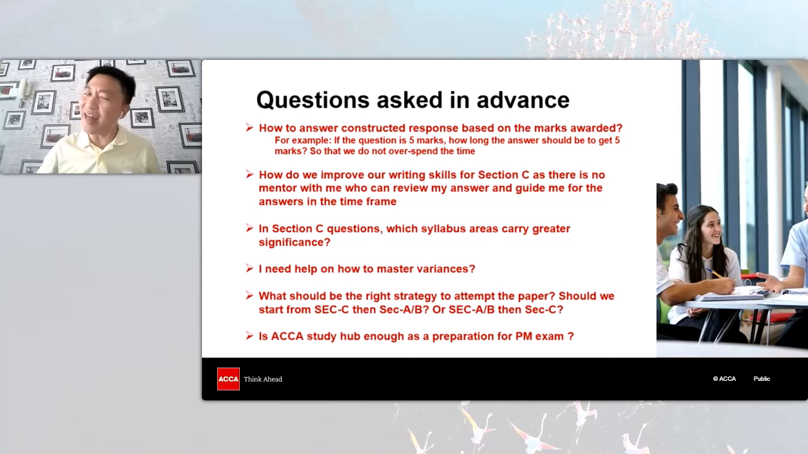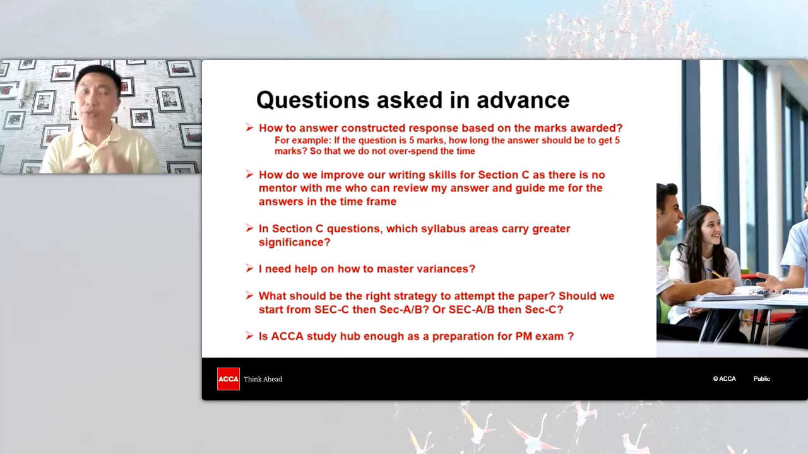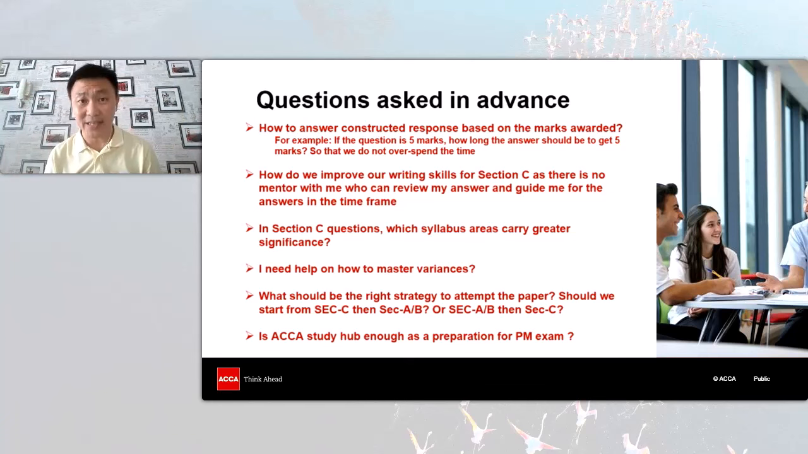Okay? Next question. I need help on how to master variances. Well, that is a very commonly seen question, obviously. I can say there's more than one way for you to understand the mechanism of why variance calculations are in such a way, number one. Number two, there's more than one way for you to present, for you to remember the formulas of variances.